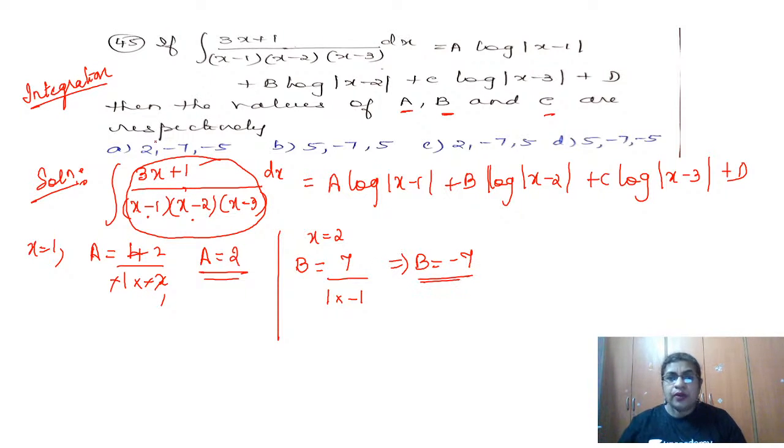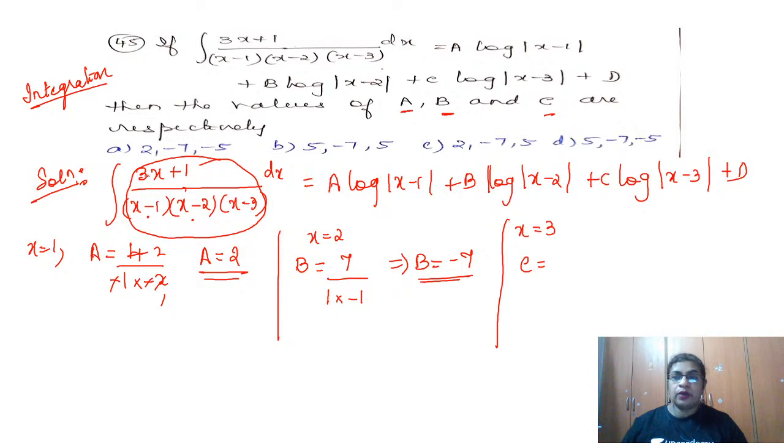Just with this, are you able to guess the option? No, you have two options with the same A and B. So I have to find out C value also. For that, go to the next factor. Go to x minus 3. So what will happen if you take x minus 3 equal to 0? You are getting x is equal to 3. Got it? Okay, so now don't touch x minus 3, rest everywhere, substitute x is equal to 3. Yes, so that will give you the third constant, that is equal to C.